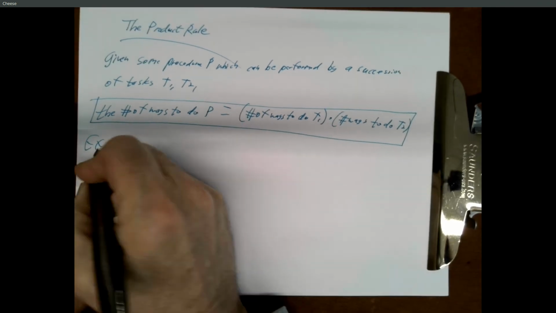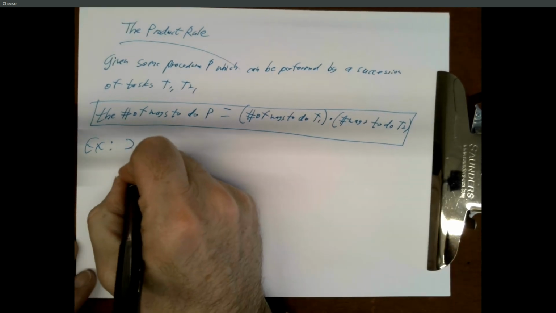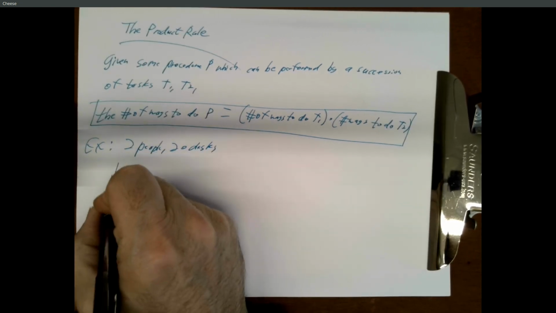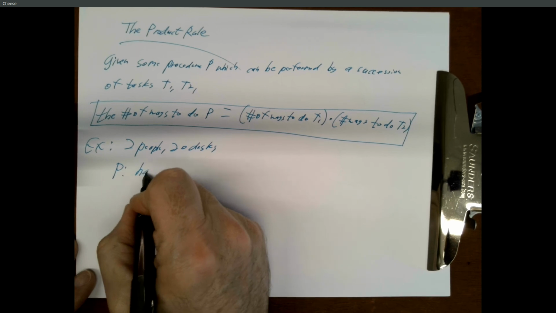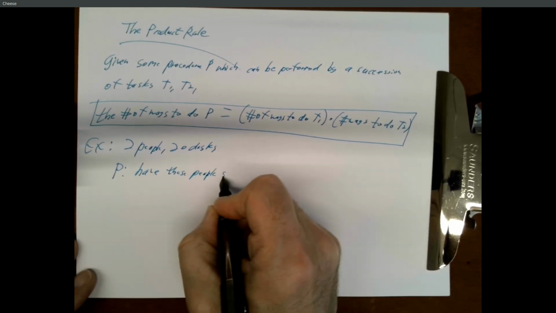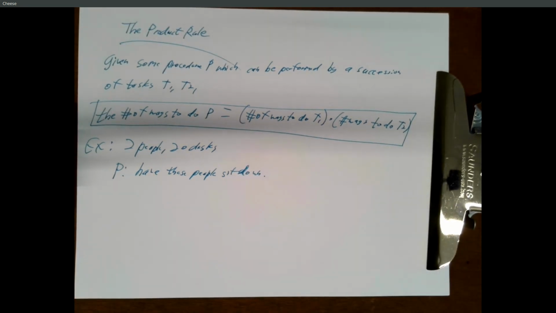All right, so example, 2 people and 20 desks. And procedure P is have these people sit down. So 2 people are going to go into a room with 20 desks, and they're each going to find a seat. And they're not allowed to share a seat. They each have to find a different seat. And we want to know how many ways can this happen? How many possible seating arrangements can we end up with?